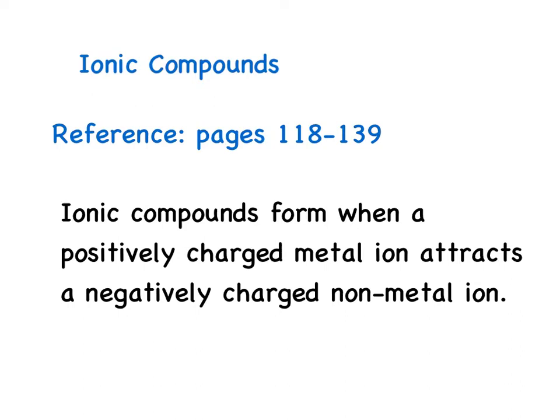And those oppositely charged ions, or charged atoms, will be attracted to each other, and they will form what's called an ionic bond. When you have 2 or more elements that are bonded together through ionic bonds, you've then made an ionic compound. So the way you can tell if you have an ionic compound or not is look for a metal with a nonmetal, and then you know you have an ionic compound.